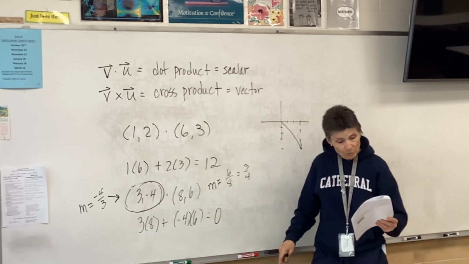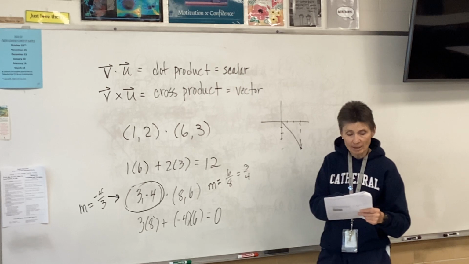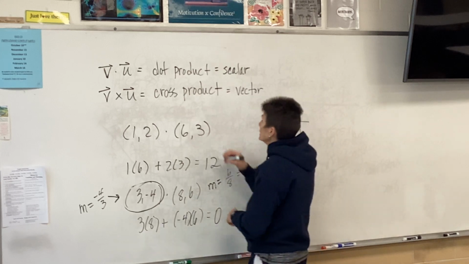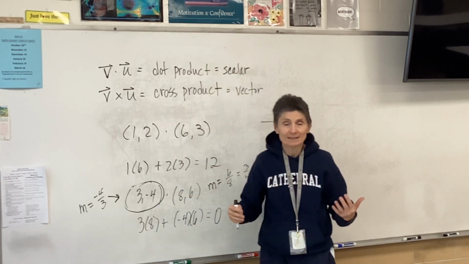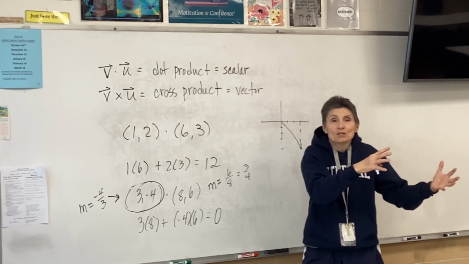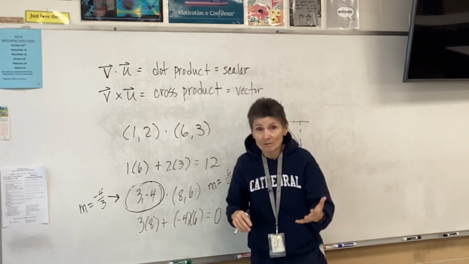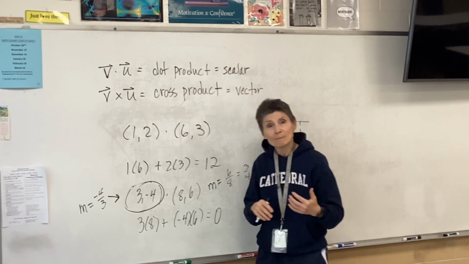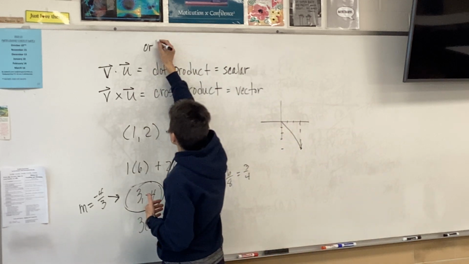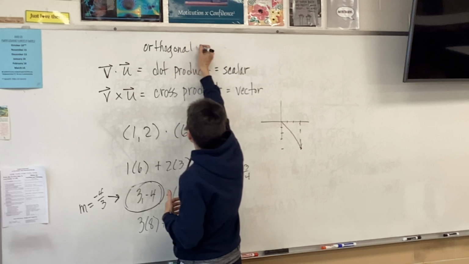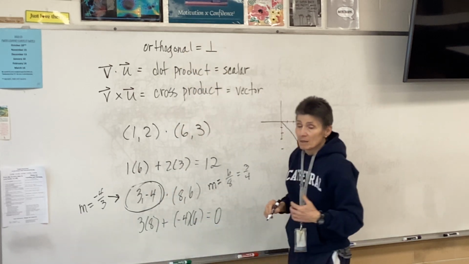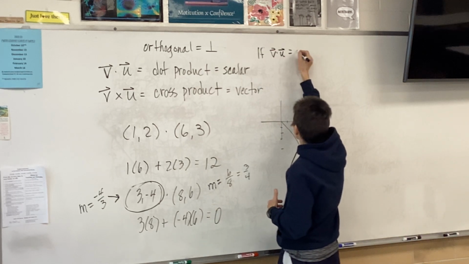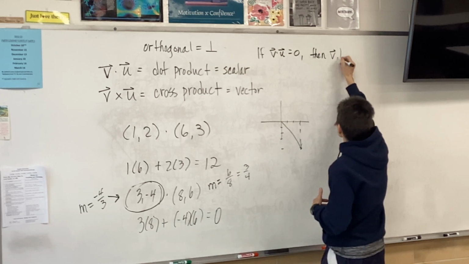Now, we throw a new word at you. The word is orthogonal. Okay, I think you're starting to get the idea that Vectorland has its own vocabulary. We don't talk about length, we talk about magnitude. We don't talk about sum, we talk about resultant. We don't talk about perpendicular, we talk about orthogonal. Orthogonal is the vector word for perpendicular. So make a little note that if v dot u is 0, then the vectors are orthogonal.